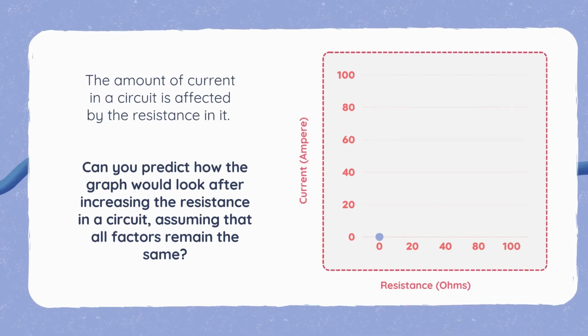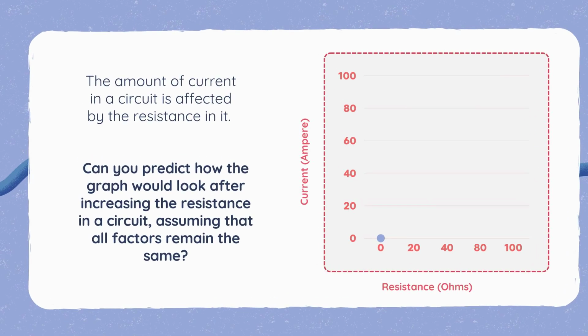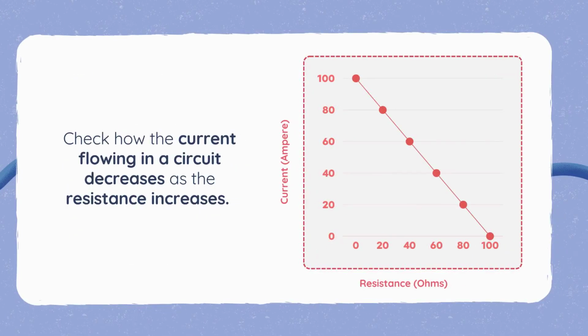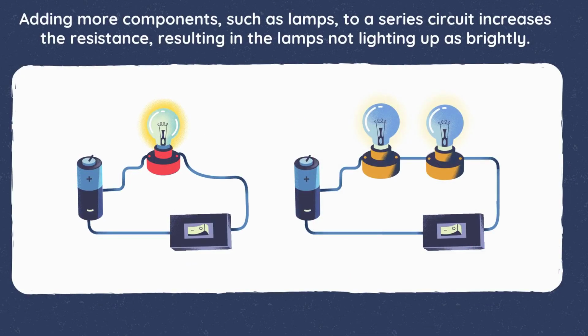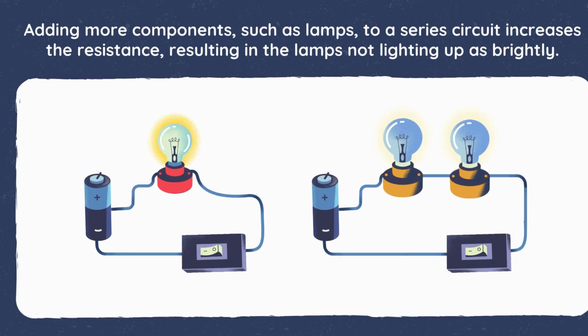Can you predict how the graph would look after increasing the resistance in a circuit, assuming that all factors remain the same? Check how the current flowing in a circuit decreases as the resistance increases. See how adding more components, such as lamps, to a series circuit increases the resistance, resulting in the lamps not lighting up as brightly.